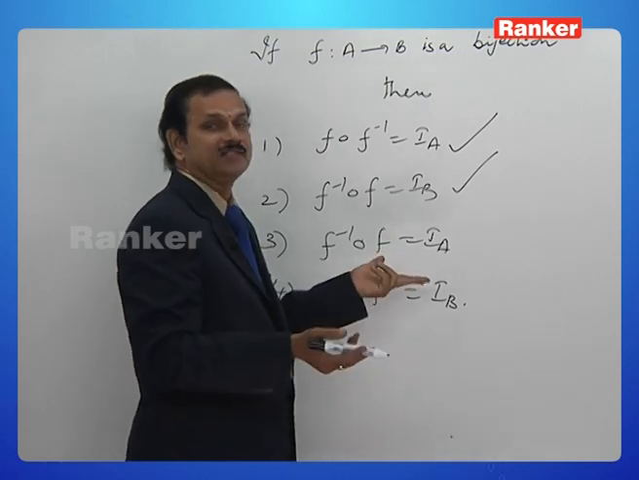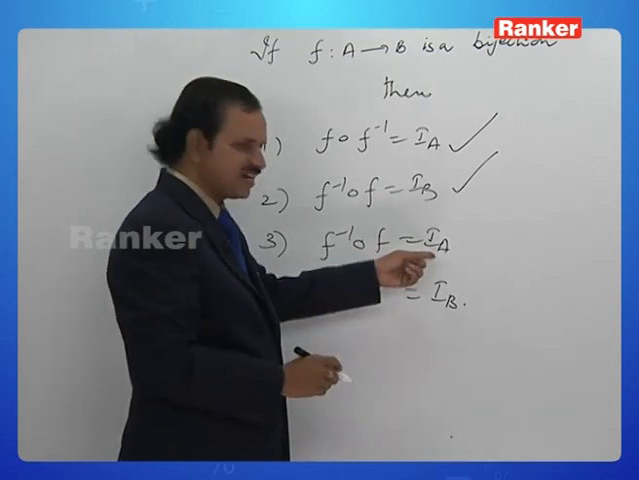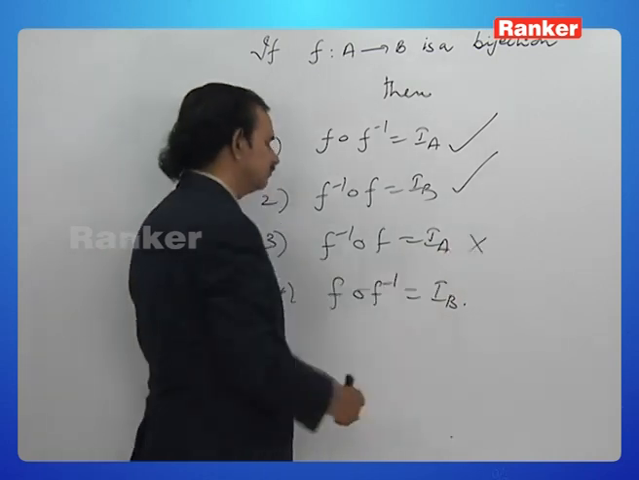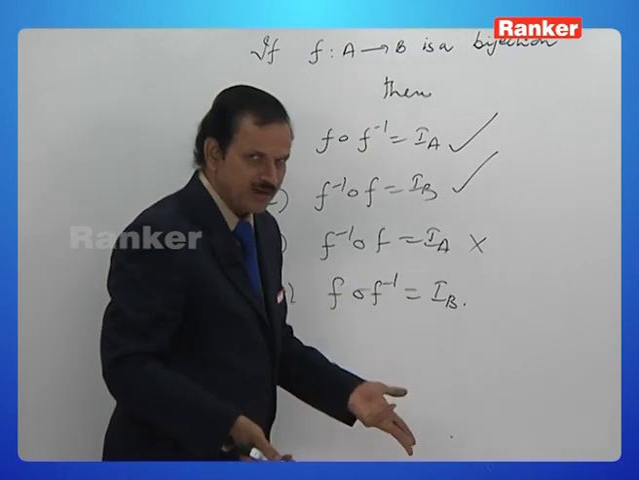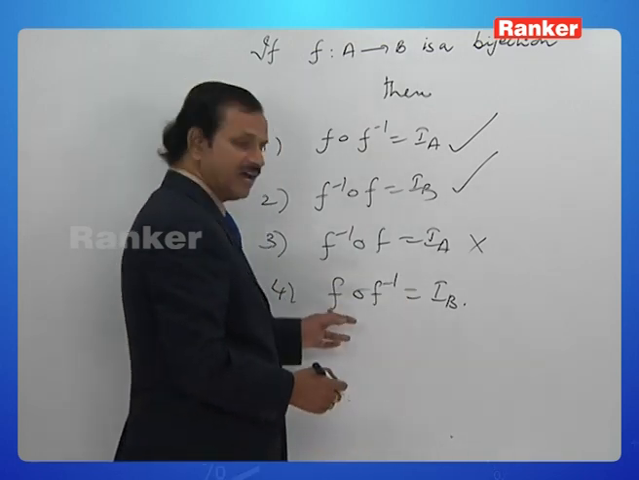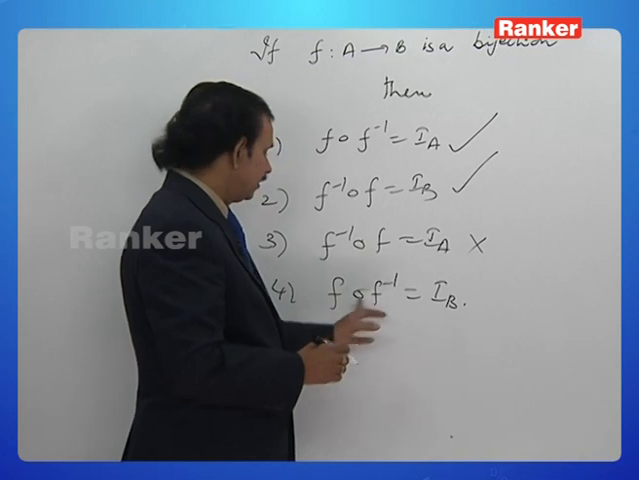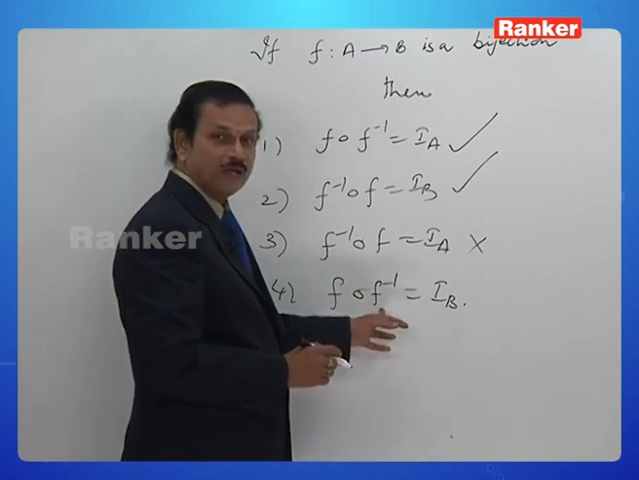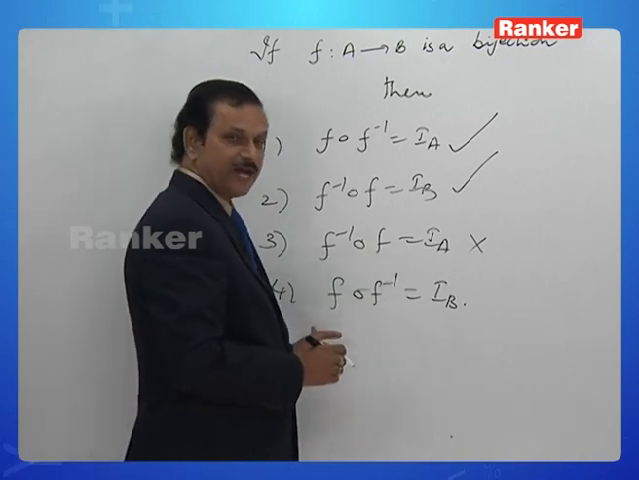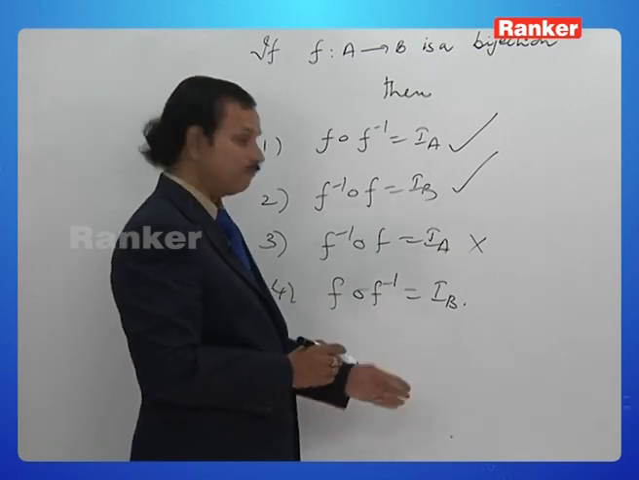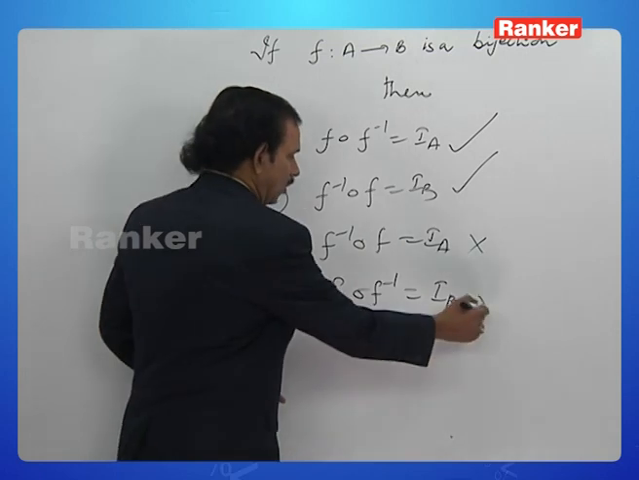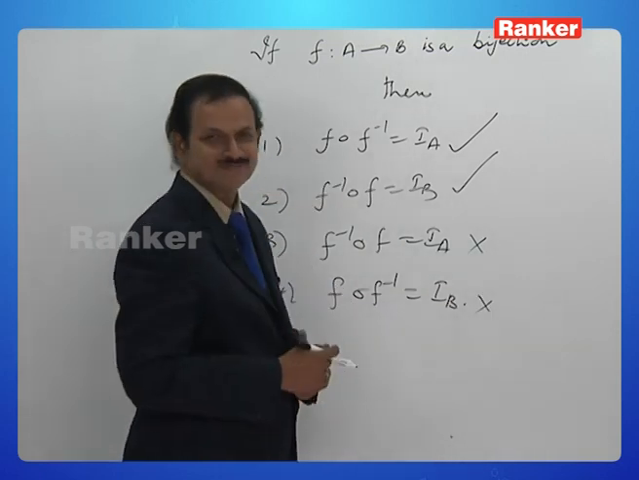If at all it arises, IB must come. He is writing IA, which is not correct. f circle f inverse is IB, he is saying. Is it right or not? Let us see. Domain of f? A. Codomain of f inverse? A. So it is a function from A to A. If at all the identity arises, it must be IA, but he is writing IB. This is wrong. These two are correct.